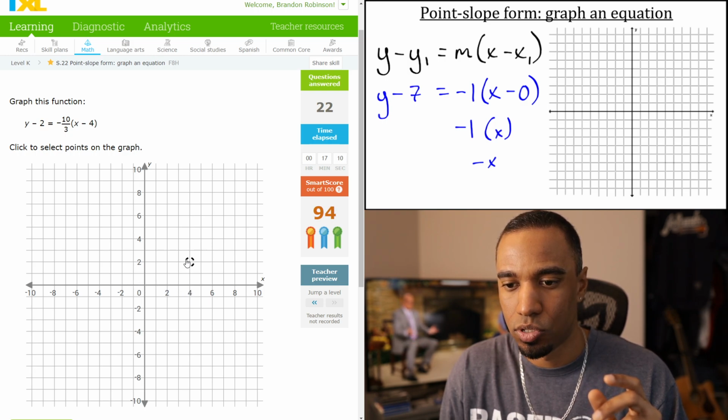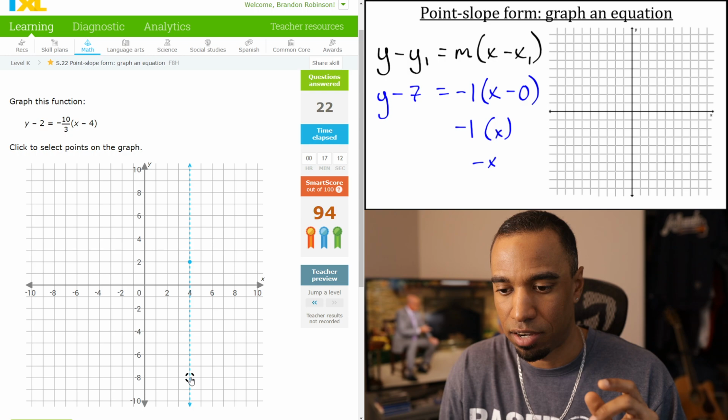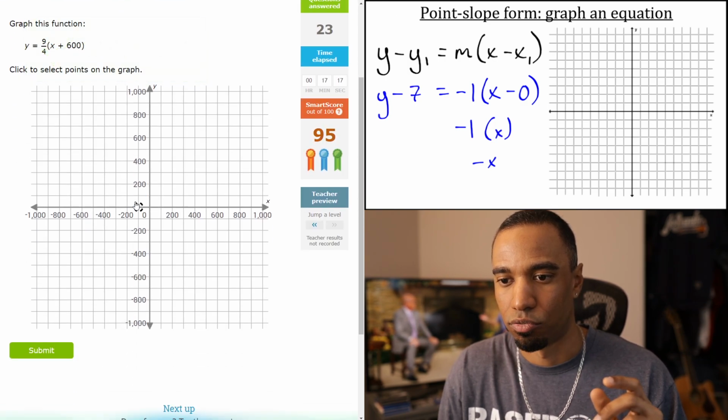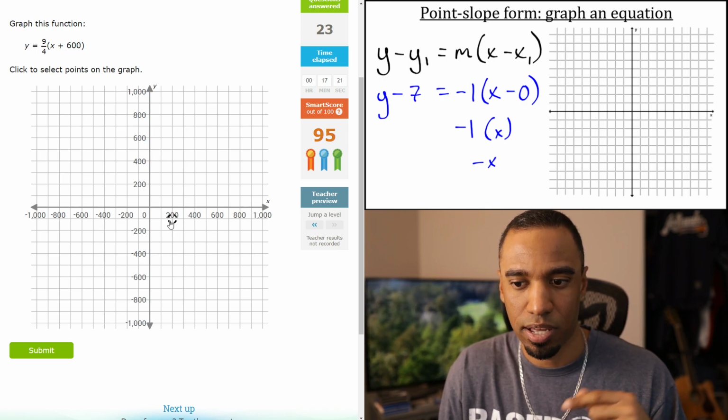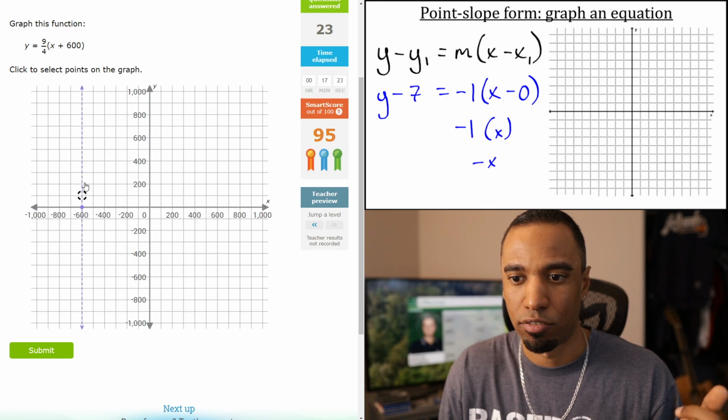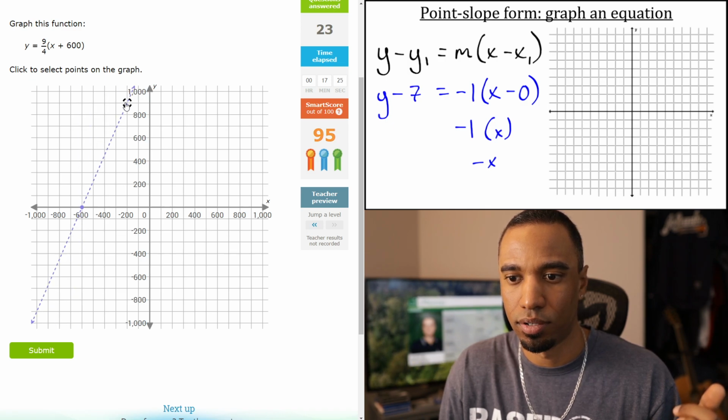So right 4, up 2, got to go down 10, which is to negative 8, and right 3, like that. You can't fool me. Y minus 0, so I'm going to start at negative 600 because the plus, comma 0. Boom. Up 9 over 4, up 900 over 400, equivalent.